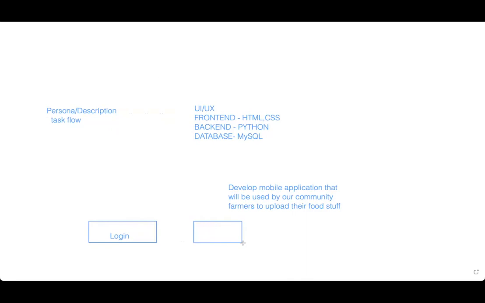Once they log in, we take them to the home page. And once they get to the home page, if they want to upload their food stuff, they can just go to the upload page to upload their food stuff. So, upload food stuff. And all these are linked. So link this one to that one too. So this is what we call the task flow.